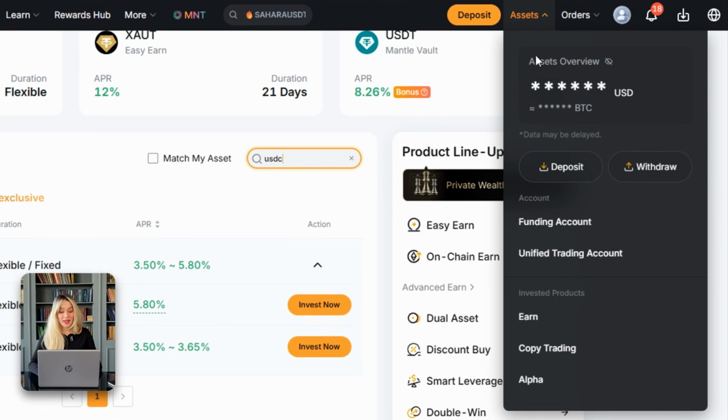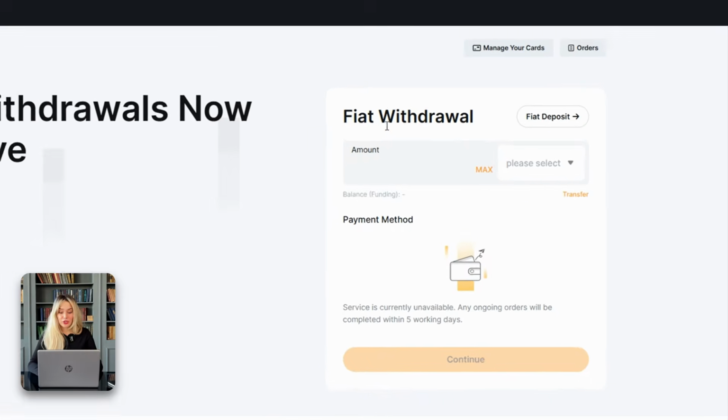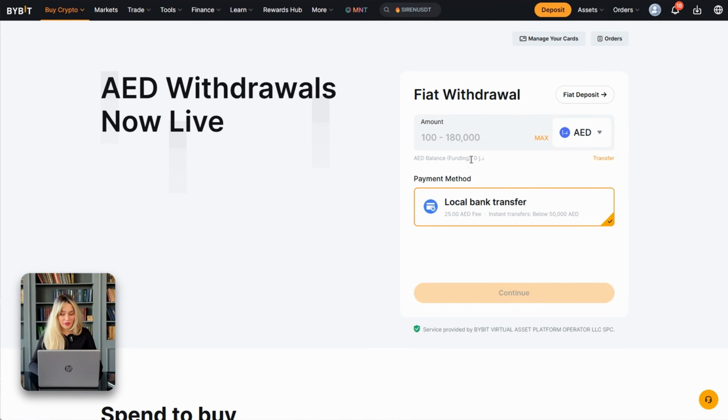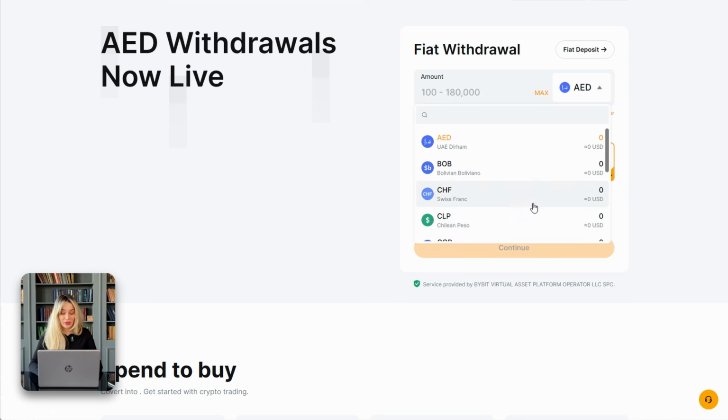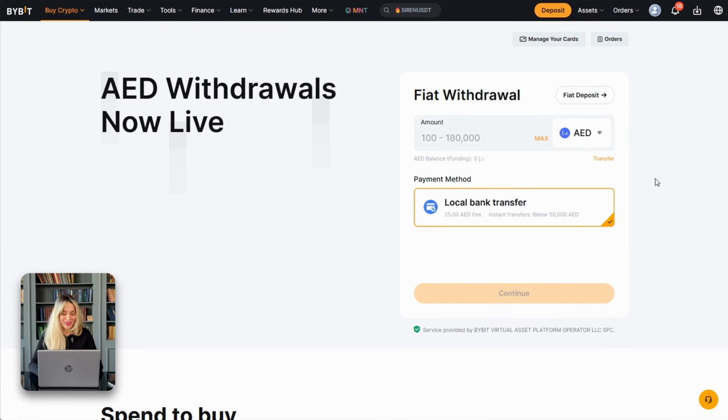Now, withdrawals. Go to Assets, then Spot, Withdraw. Choose your coin, add your wallet address, select the correct network. Always double-check everything. Crypto transactions cannot be reversed. Enter the amount, review the fee, and confirm.